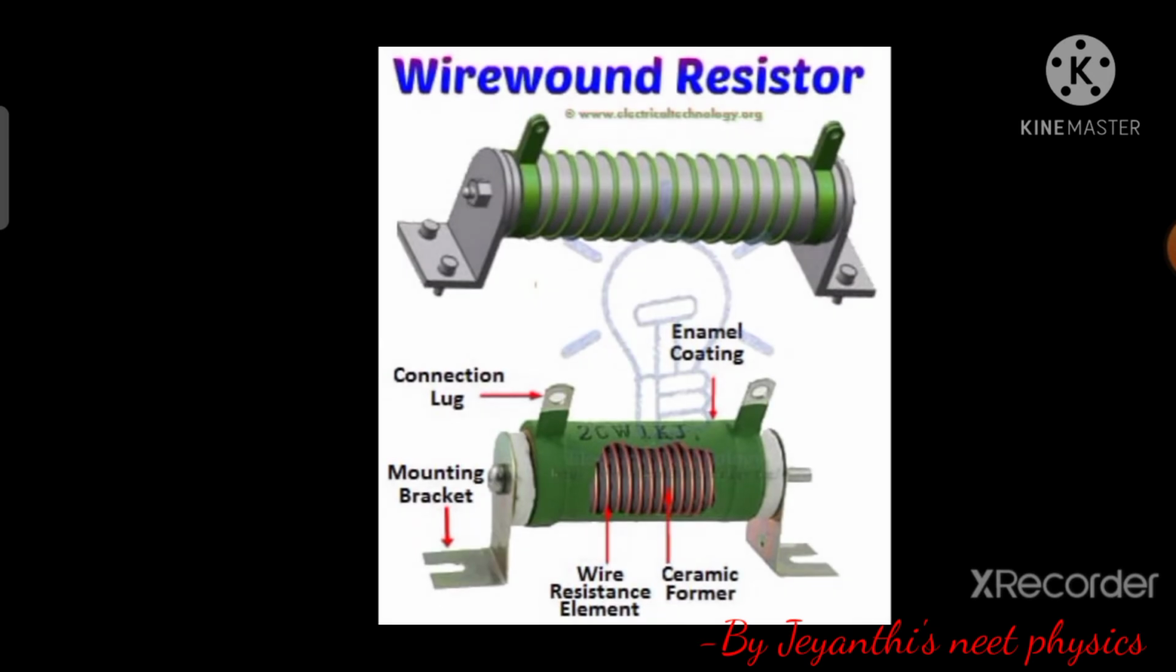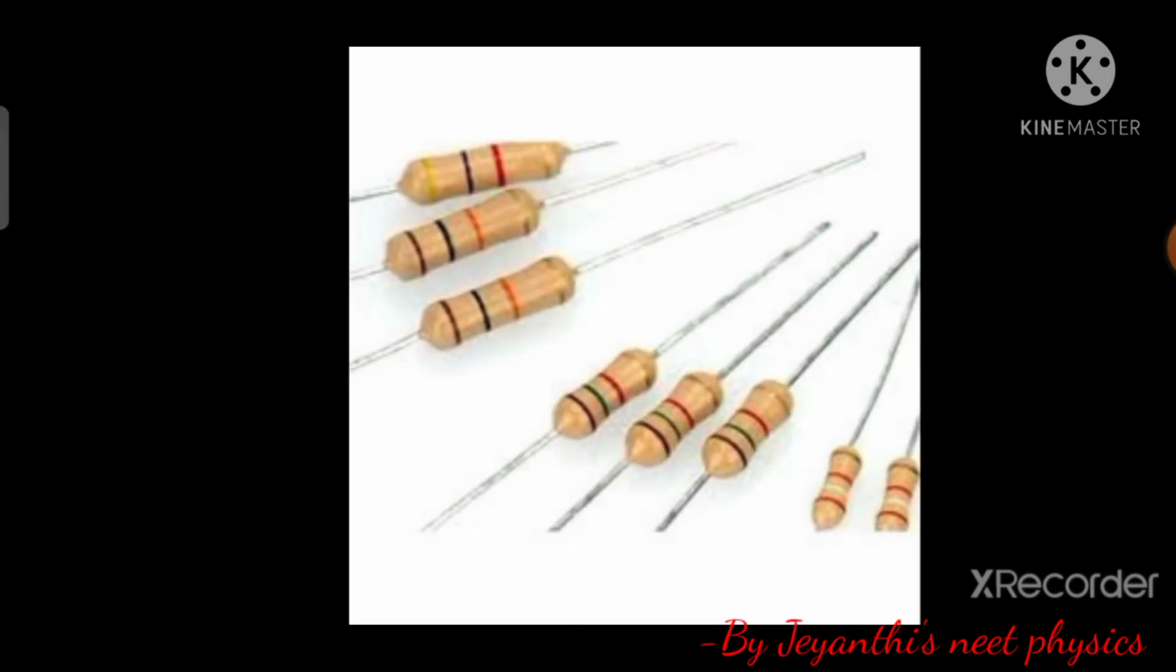So before going to discuss the carbon resistors, let us discuss the old resistors which are used in physical laboratories. Normally in physical laboratories, this type of wire wound resistors are used. They occupy more space, are heavy in weight, and are also costly. So in order to avoid the defects in this wire wound resistor, presently we are using carbon resistors.